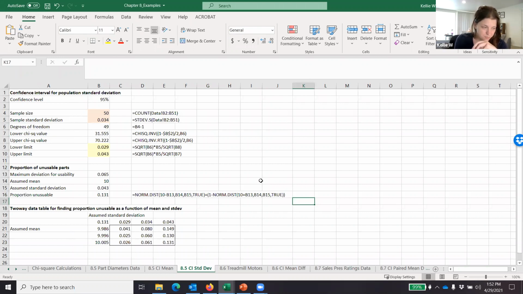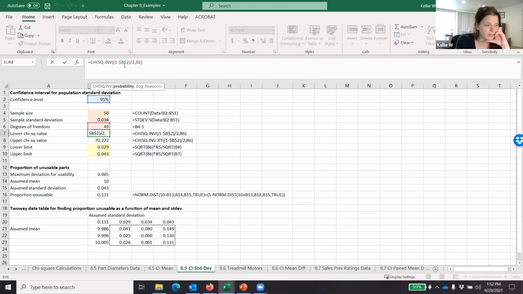So now he has a confidence interval on the mean, but we also need a confidence interval on the standard deviation. And this is where we have to use the chi-squared distribution. In this case, I think they actually used StatTools to generate this spreadsheet, and you're not going to have to generate a spreadsheet like this, but let's just look at the output of it. So if we have a 95% confidence level and we pull 50 parts off and we calculate the sample standard deviation, we have our degrees of freedom.